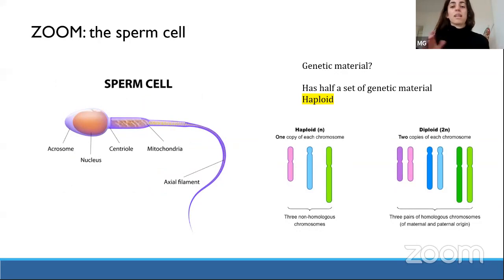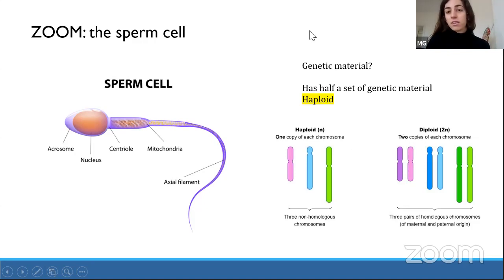In this slide, I just have a little reminder of diploid and haploid, if that can help with anyone. Haploid is half the genetic material, so they only have 1 copy of each chromosome, and diploid means they have 2 copies of each chromosome.